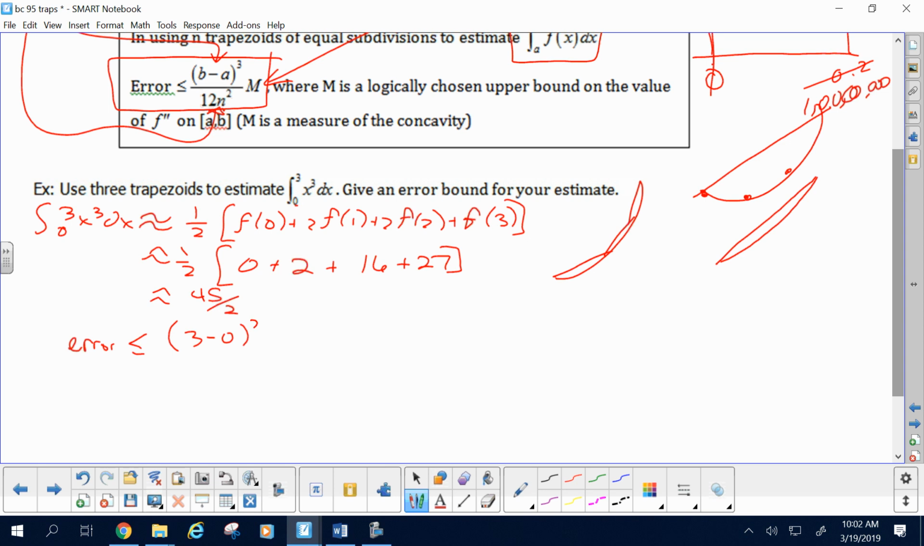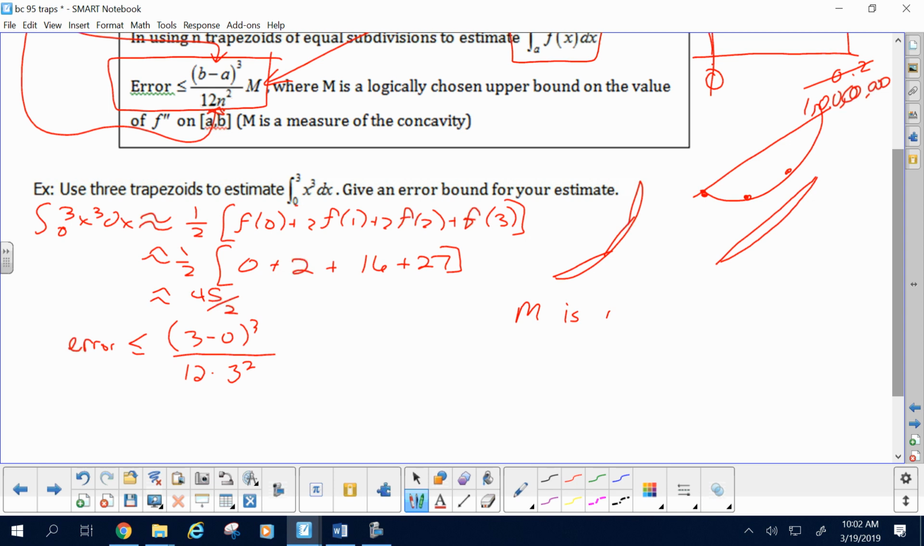3 minus 0 cubed over 12. What is n for this problem? 3, which needs to square over. Now, why the cube, why the 12, why the square? That's a little more complicated. Now, m, we're going to need to go off to the side and find m.